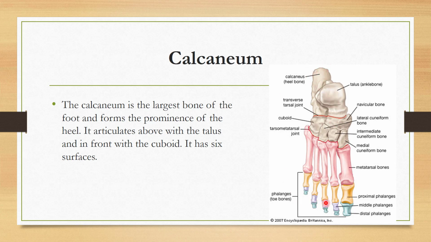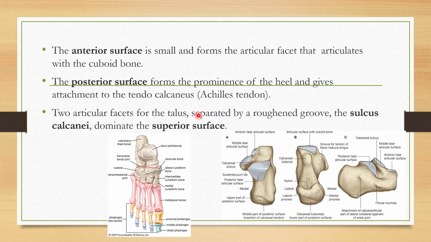See here, this is the superior view of the foot. Calcaneum is below and talus is above. So calcaneum is articulating with the talus superiorly and in front with the cuboid bone. See here, it is articulating with the cuboid bone anteriorly. This calcaneum has 6 surfaces. Okay, we will discuss all surfaces one by one.